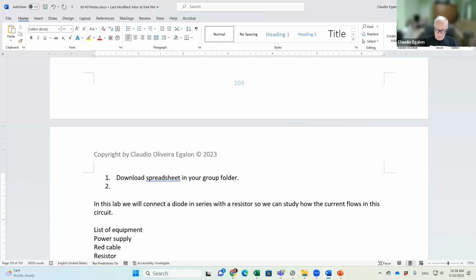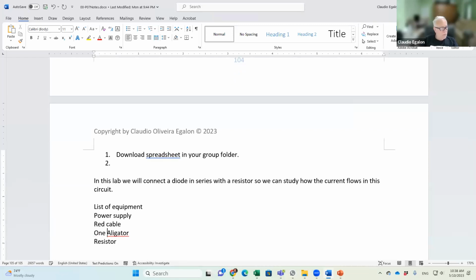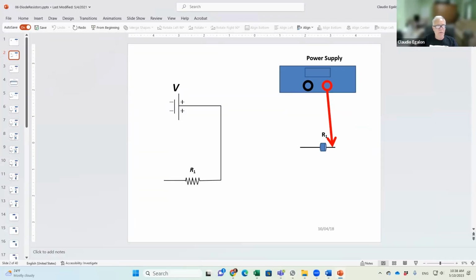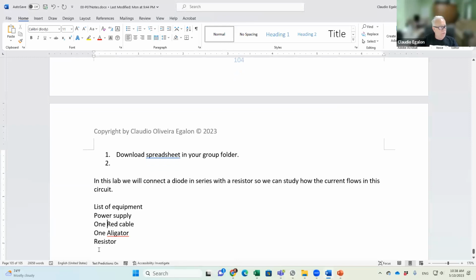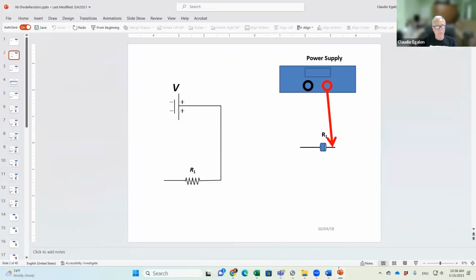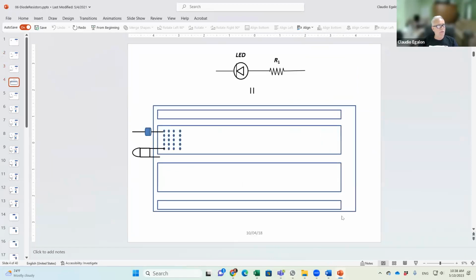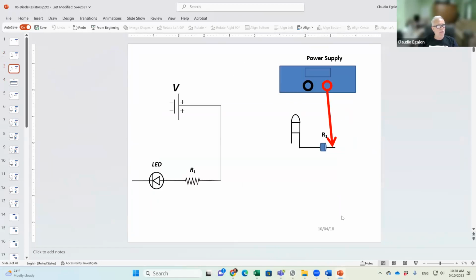Oh, before that, we're going to need an alligator. One alligator, right? One red cable for now. That's not the final list. One resistor. This resistor is going to be connected in series with the diode, and I'm going to use a proto board for that. Okay, so here you go.